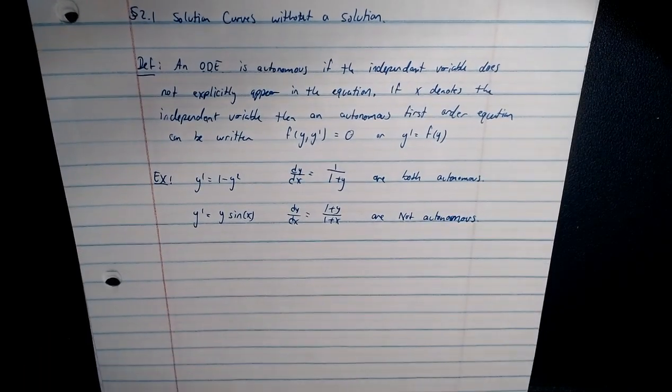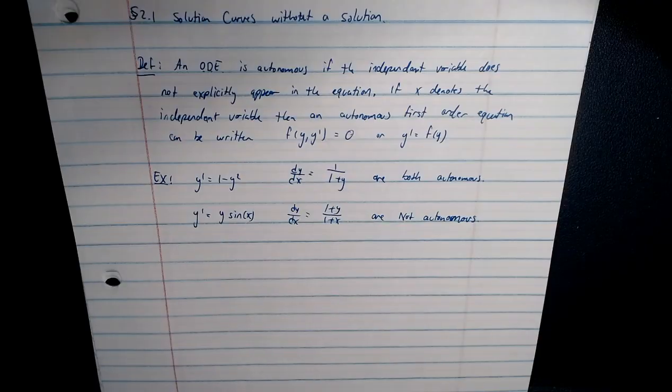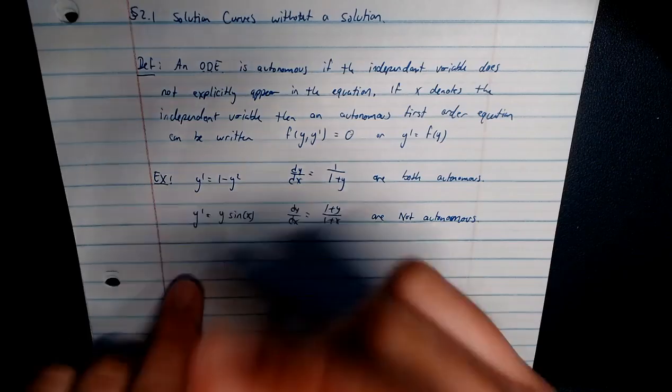Okay. Note that in practice, physical models that do not change in time, and therefore are independent of their independent variable t, are autonomous. If something doesn't change in time, that's usually what we mean by autonomous.